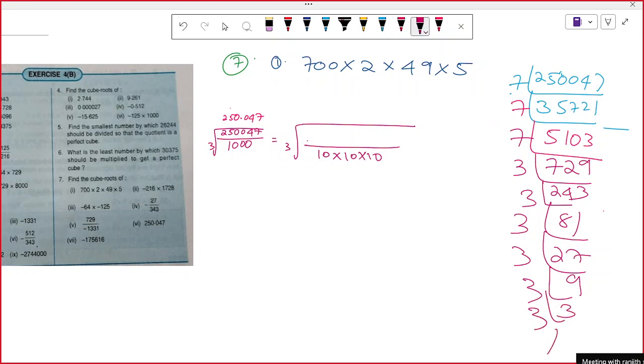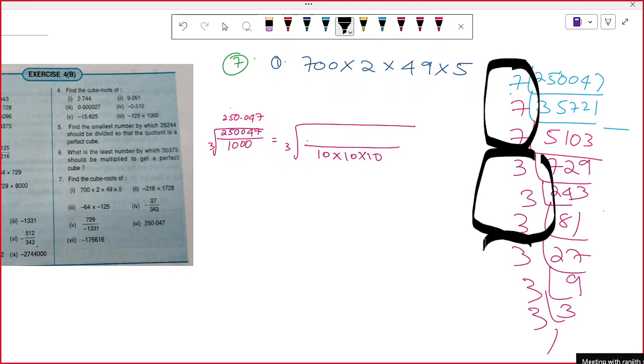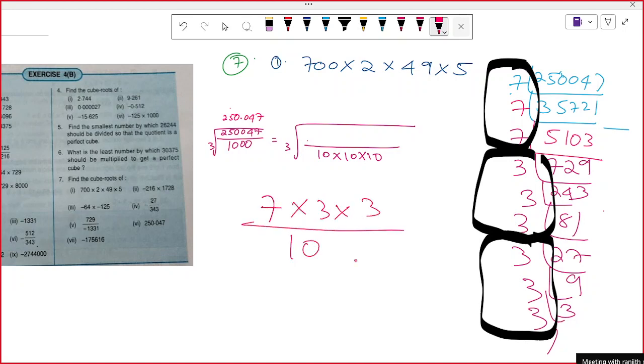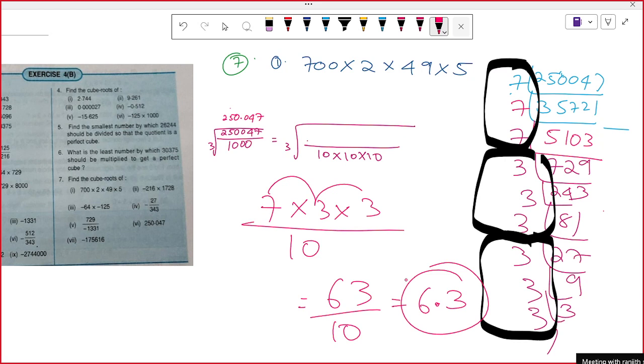Okay, write all these values. I'll group it here. This 7 into 3 into 3, which is 7 into 3 into 3. 3 threes are 9. 9 sevens are 63, divided by 10. I got 6.3, sir. Good, very good. 6.3.